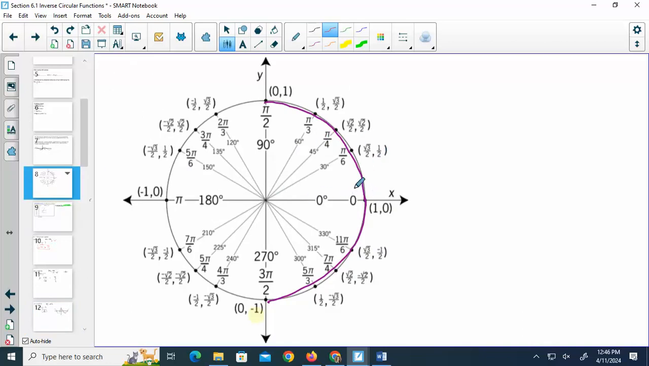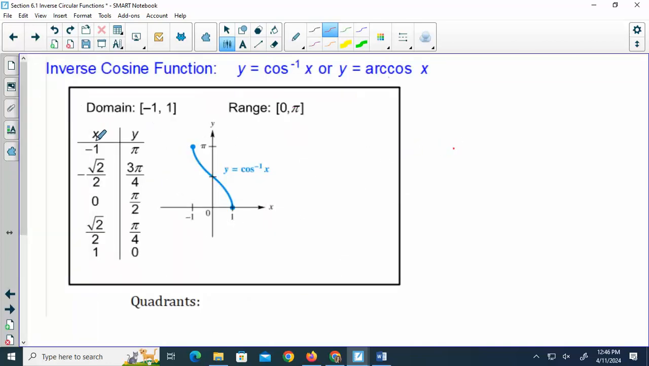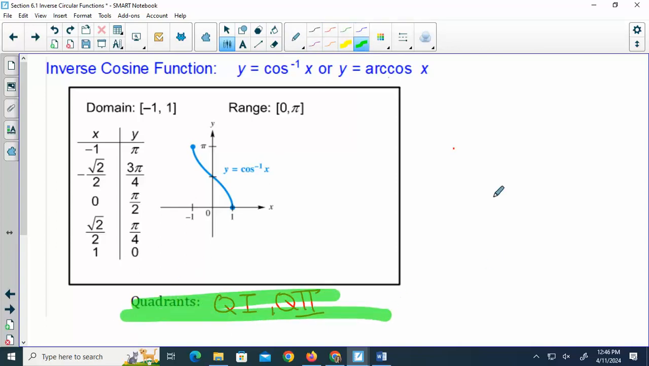It's positive in quadrant 1, it's negative in quadrant 2. So I gave you all the information about cosine inverse. The domain is the same as the range of original cosine, so from -1 to 1. Because we're going with quadrants 1 and 2, that would be from 0 to pi. So you can fill that stuff in, but the really important piece that I want you to remember is cosine inverse is quadrants 1 and 2. If you don't remember anything else today, I need you to know what quadrants the inverse functions are in.